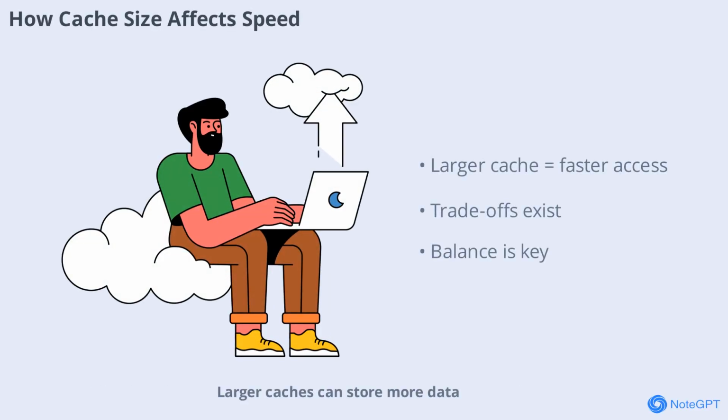Size of the cache memory has a direct impact on computer speed. Larger caches can store more data, reducing the number of times the processor has to access slower main memory. However, bigger isn't always better. There are trade-offs in terms of cost and complexity. Designers must balance size, speed, and efficiency to get the best results.